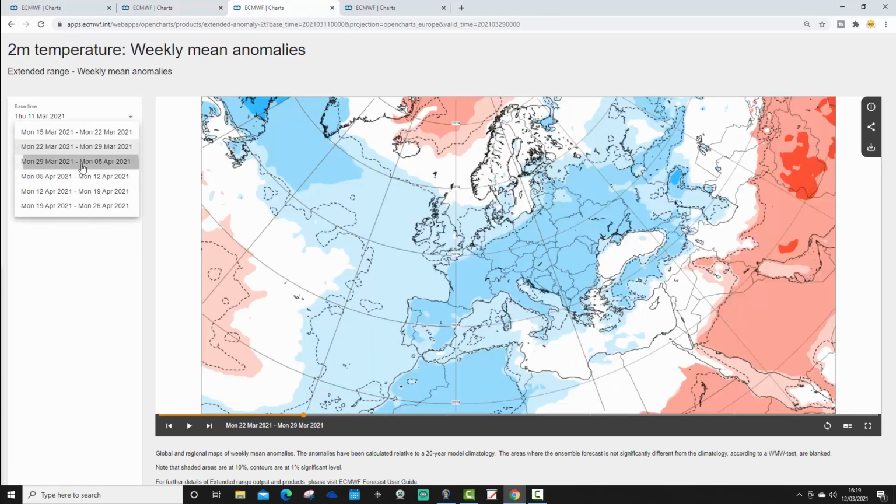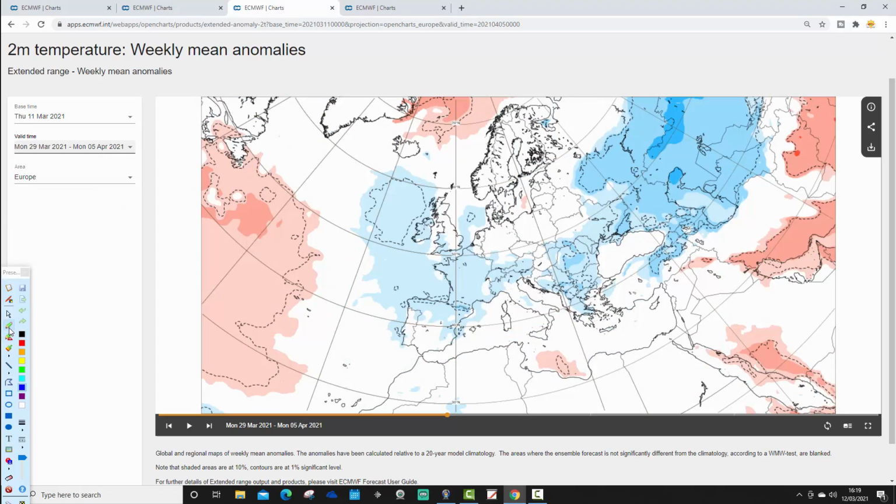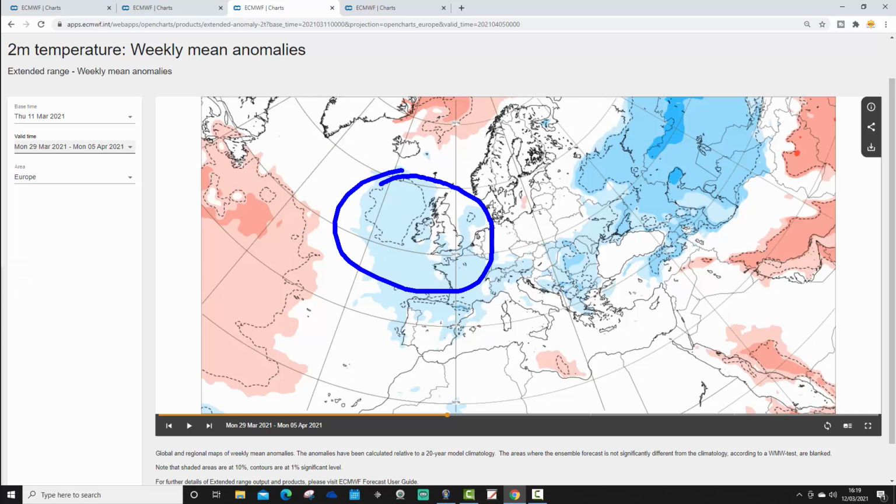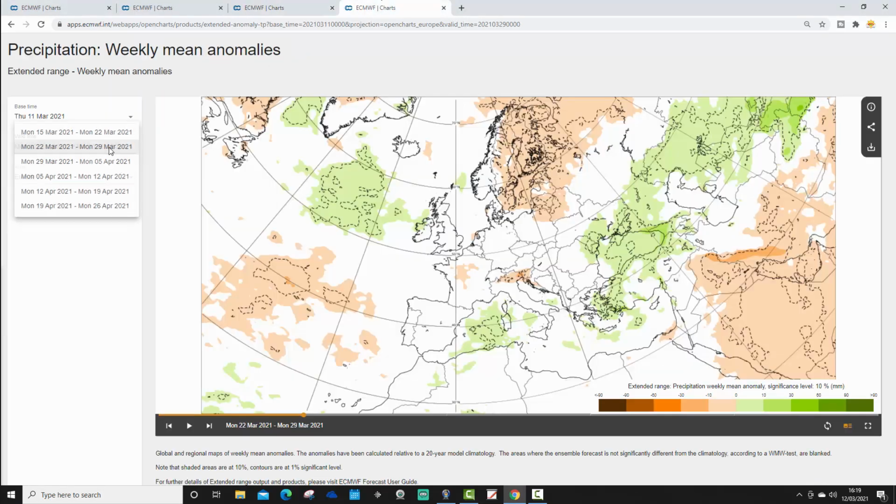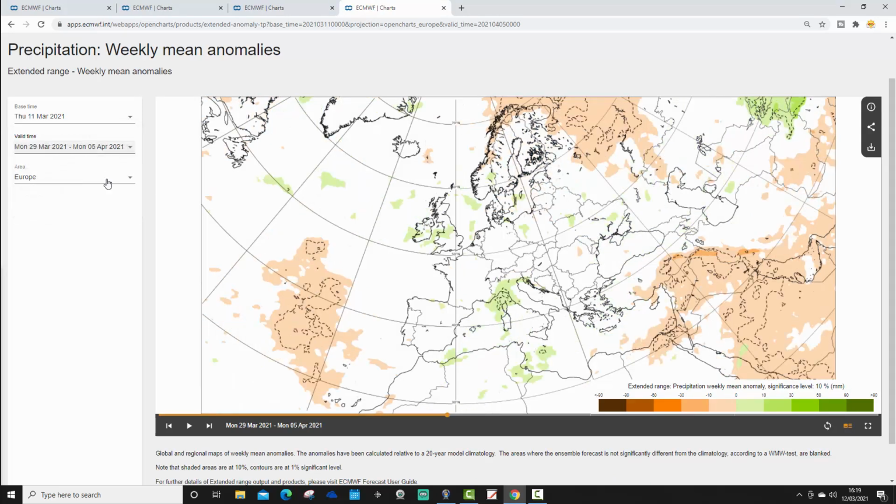The week 3 temperature anomaly looks relatively cool across much of Western Europe, albeit it's a slightly weakening signal, but certainly we are on the cooler than average side. And the precipitation anomaly from the 29th of March to the 5th of April, again quite a weak signal, but probably a little bit wetter than average, if anything, average to slightly above average rainfall.